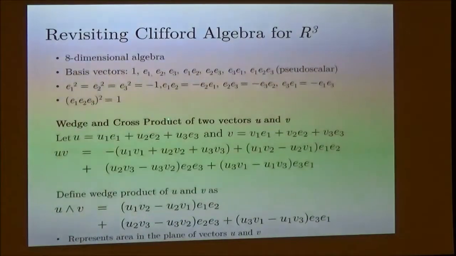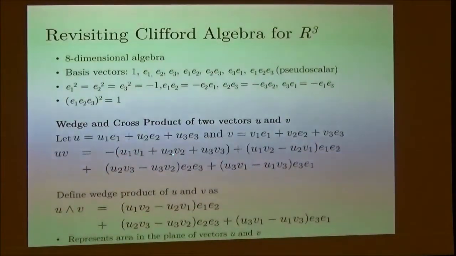So we want to introduce the wedge and cross product of two vectors, u and v. So let's say we have a vector u, and you can see that this is using e1, e2 and e3 as basis vectors, and v, which is this. And this maps nicely to a vector that lives in a three-dimensional vector space. If you multiply these two and apply these rules, this is what you get.